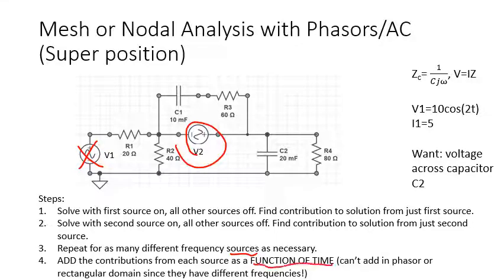So it's important that I can only do this in time domain, when it looks like things like cosine 2t stuff. I can't add in phasor or rectangular form since they have different frequencies. So we're going to do this here. And I have two sources, different frequencies. So I'm going to look at one at a time and then add their contributions at the end.